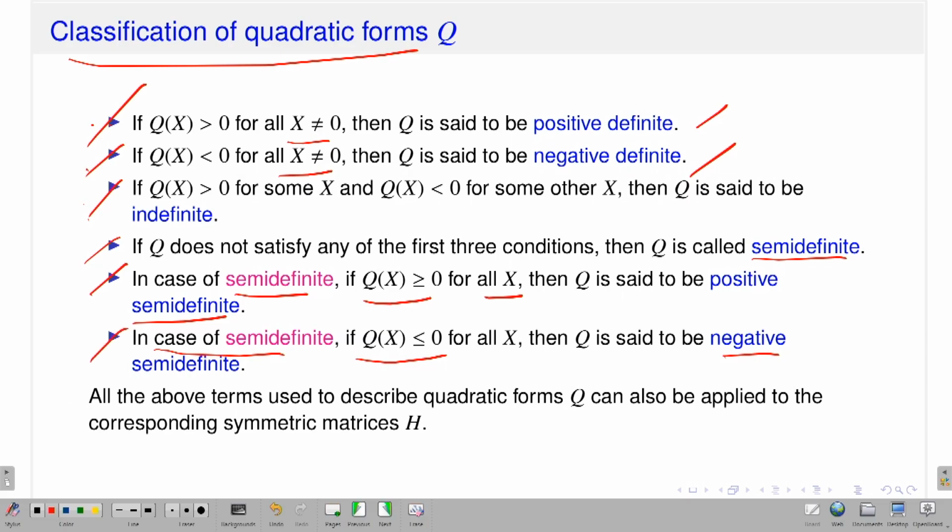Okay. Then I have a pointed note here. It says that all the above terms used to describe the quadratic forms Q, or classifications of Q, can also be applied to the corresponding symmetric matrices.